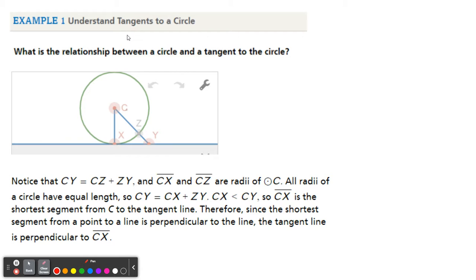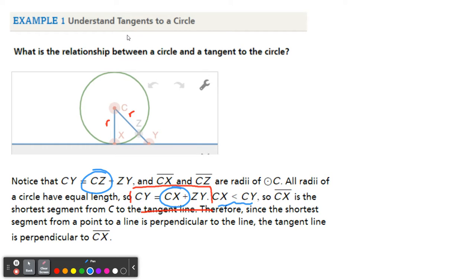Okay, so CZ is a radius, right? And notice that there's also CX that's a radius, right? So we know that all of the radii of a circle are equal in length. So if CY equals CZ plus ZY, then CY also equals CX plus ZY, right? Just pretty much a basic substitution. We took out CZ and put CX in its place. Well, it's easy to see that based off this picture, CX is less than CY.